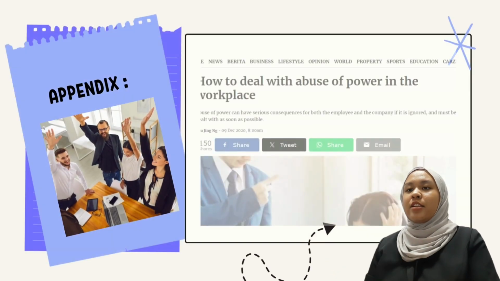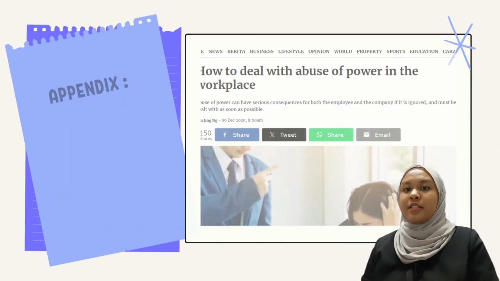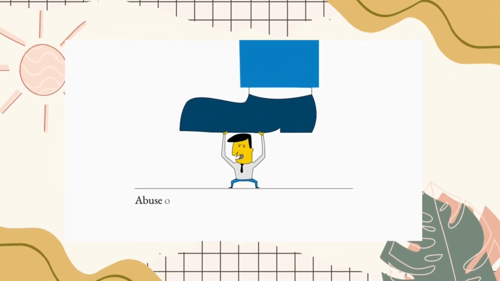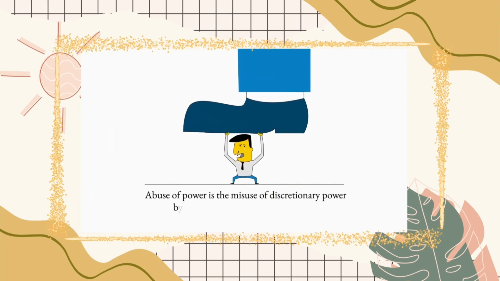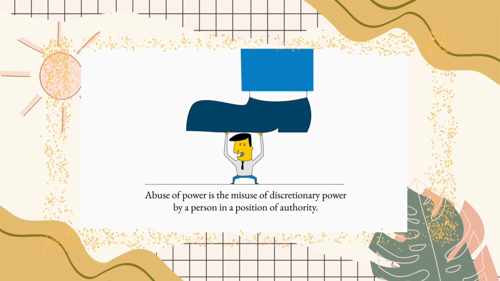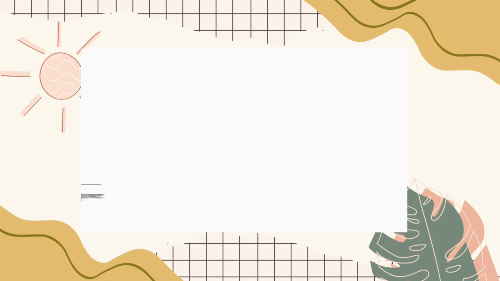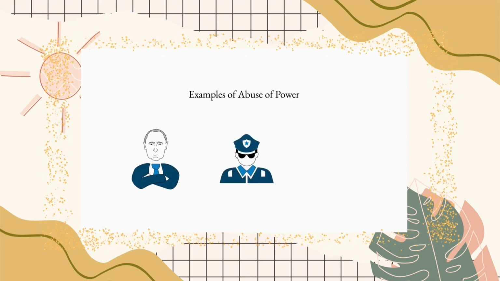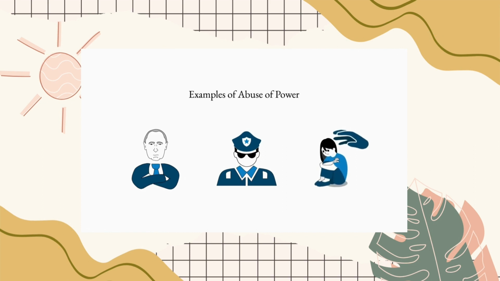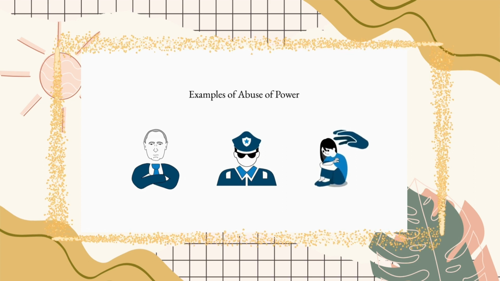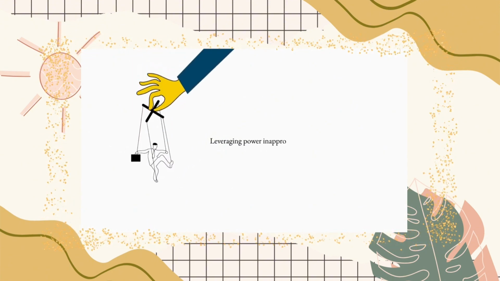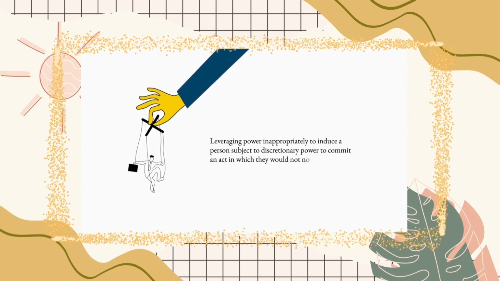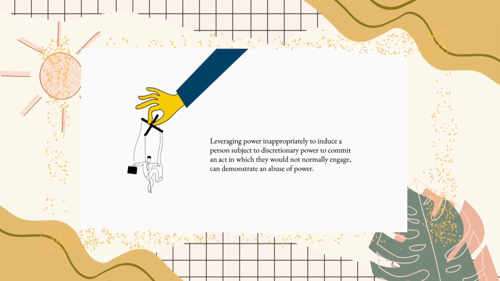As you can see on the screen, these are some of the articles that I have found related to my topic on the internet. Abuse of power is the misuse of discretionary power by a person in a position of authority. Examples of abuse of power are often seen with authoritarian politicians, corrupt police officers, and sexual predators in positions of power. Leveraging power inappropriately to induce a person subject to discretionary power to commit an act in which they would not normally engage can demonstrate an abuse of power.